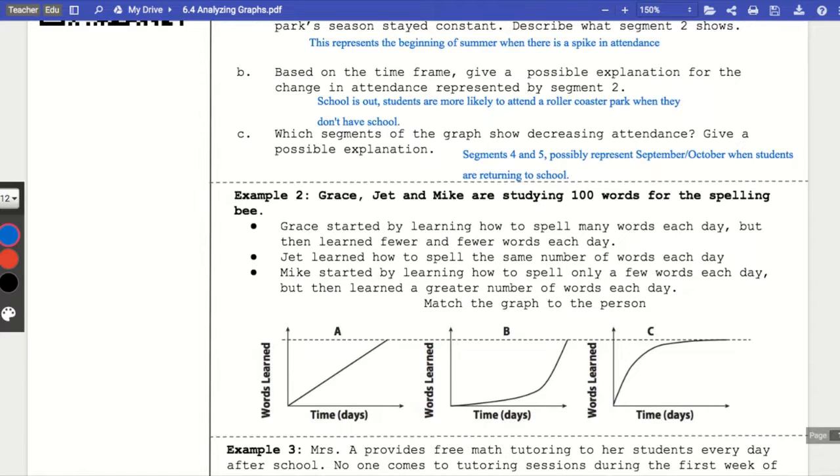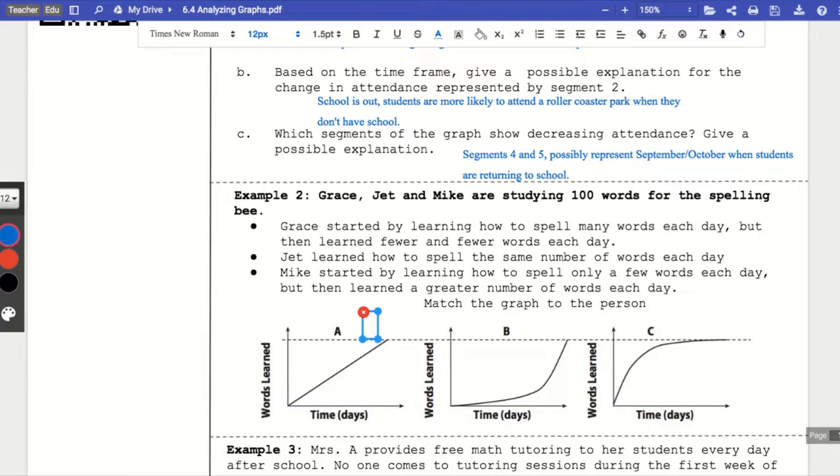So when I look at this graph, this is a line. And one thing that we know about lines is that they increase at a constant rate. And so the person that's learning at a constant rate is Jet. So this must be Jet because all of the others have some variability, right? So this one has to be Jet because I know a line increases at a constant rate. That's what we call the slope. And Jet is learning the same amount of words each day, which implies that he's learning at a constant rate.